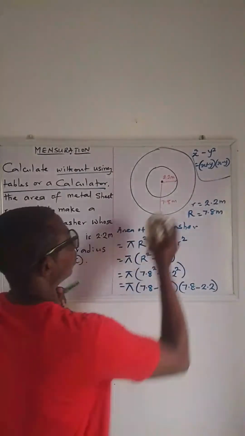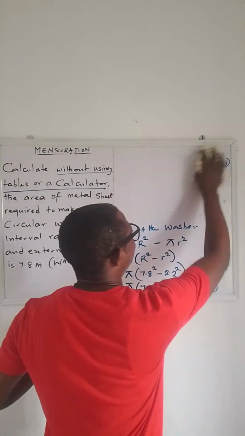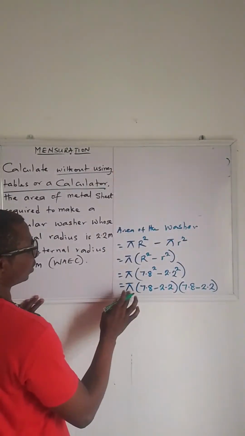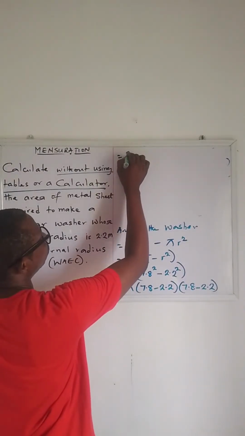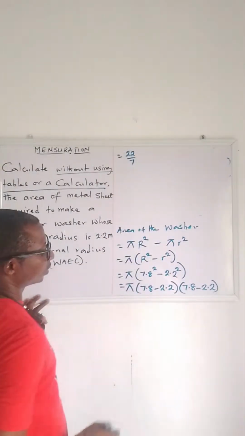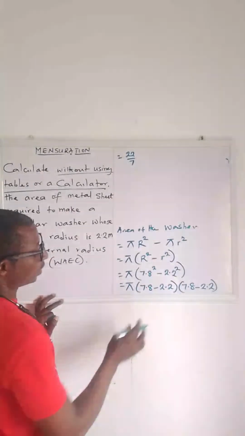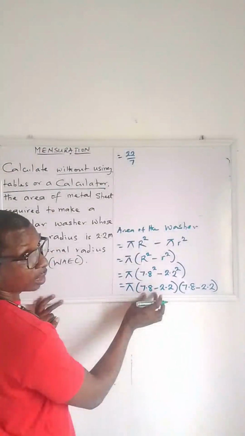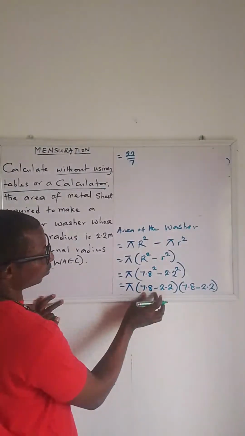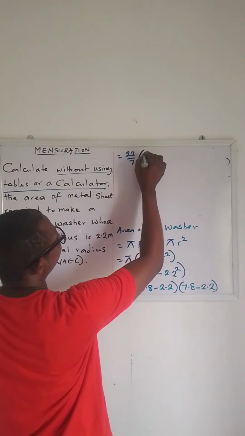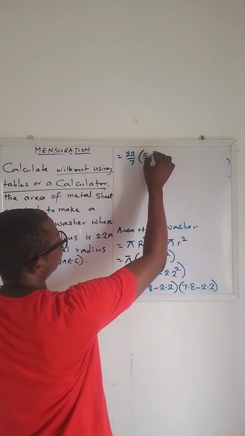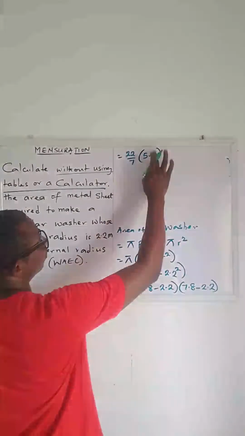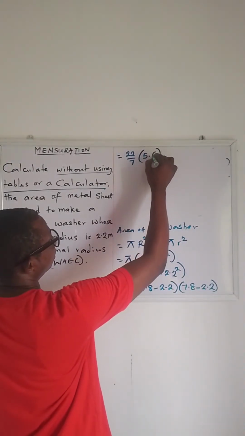So now let's evaluate. We have 22/7, that's our pi. Now when you subtract 2.2 from 7.8, what do you have? You have 5.5. Is that 5.5 or 5.6? That's 5.6. Okay.